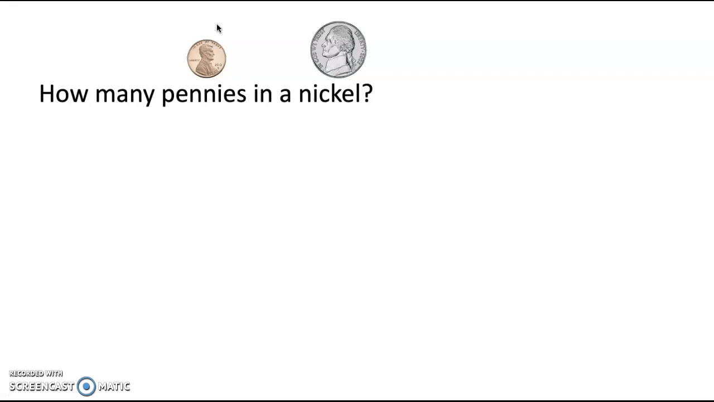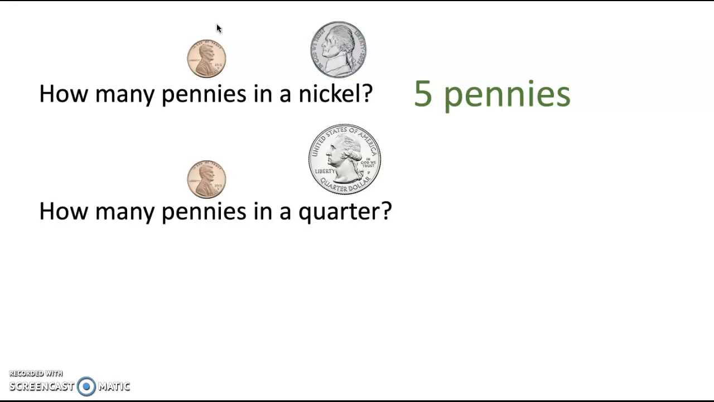How many pennies in a nickel? 5 pennies. Okay? All right, next question. How many pennies in a quarter? Think about how much a quarter is worth. How many pennies would be in a quarter?